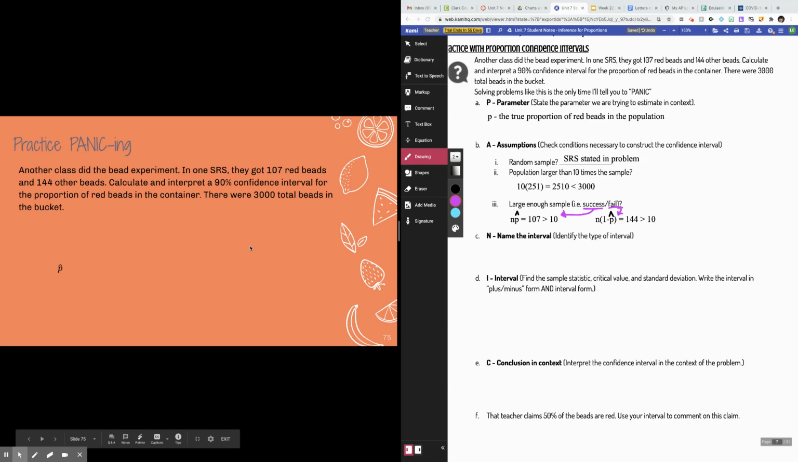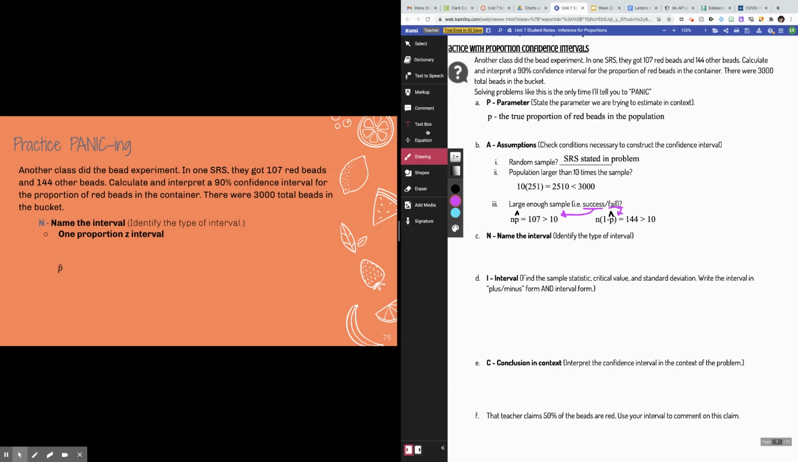Step 3 is to name the interval. You have a couple of questions that you have to ask yourself. How many are we dealing with, means or proportions? How many are we dealing with? Is this Z or T? And are we dealing with an interval or a test?